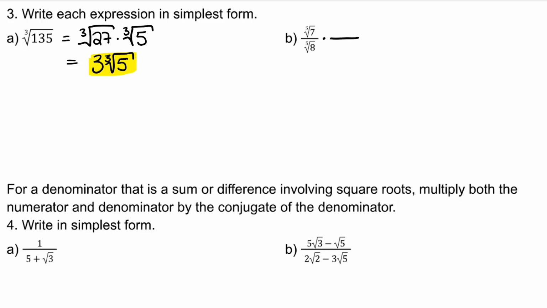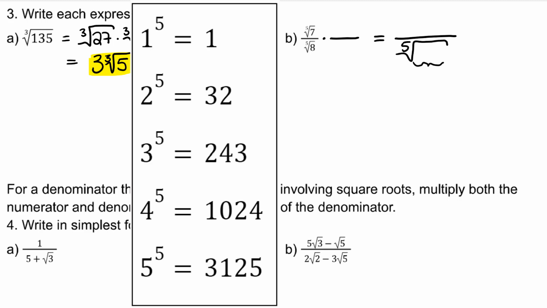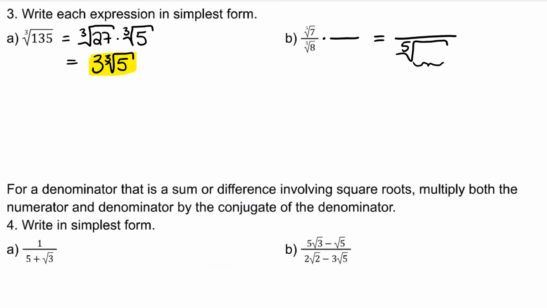What I need in the denominator is a perfect 5th, something that I can actually evaluate the 5th root of. Here are my perfect 5ths. Does 8 go into any of these? Yes, 8 goes into 32. So instead of multiplying by 5th root of 8 over 5th root of 8, I'm actually going to multiply by whatever gets me a perfect 5th here. The smallest perfect fifth that 8 goes into is 32. So what would I need to multiply by to get fifth root 32 in this denominator?